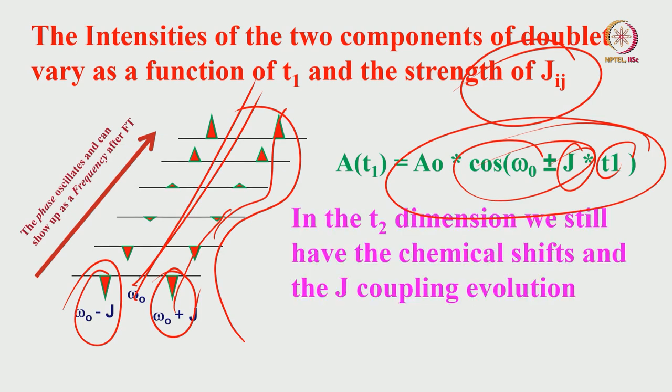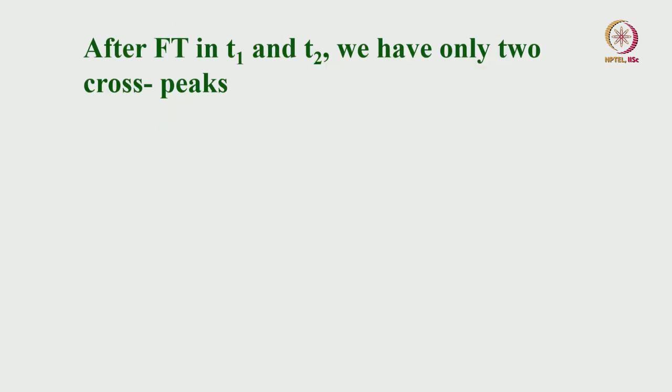So in the T2 dimension, what is happening? This is variation in the T1 dimension, I am telling you. What is happening in the T2 dimension? We still have the chemical shift and J coupling evolution. It is a conventional one-dimensional spectrum. That is not getting changed. That continues like that. Chemical shift and coupling continue to evolve.